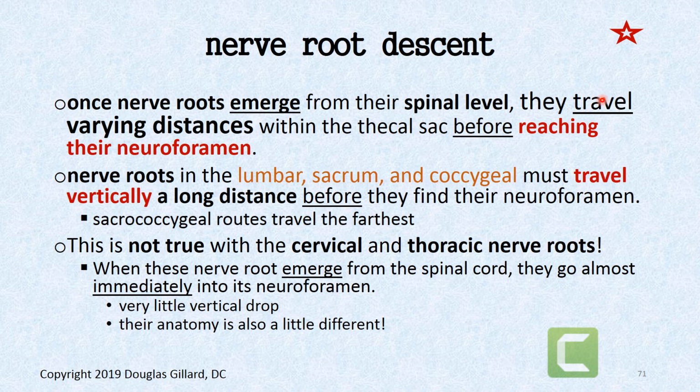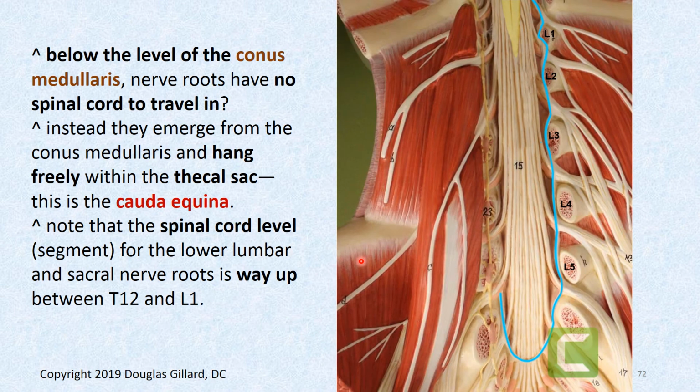So now going back to this slide, once the nerve roots emerge, they travel varying distances before they reach the neuroforamen. The lumbar, sacrum, coccygeal in particular, they travel great vertical distances before they come out. They're vulnerable during that hang time, I guess. And it's not true with the cervical or upper thoracic spine, as we just showed you. They don't drop very much. Cervical don't drop hardly at all. They come out and go right out their hole. So that's the point to that.